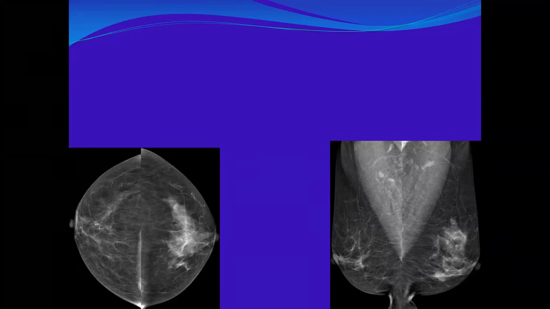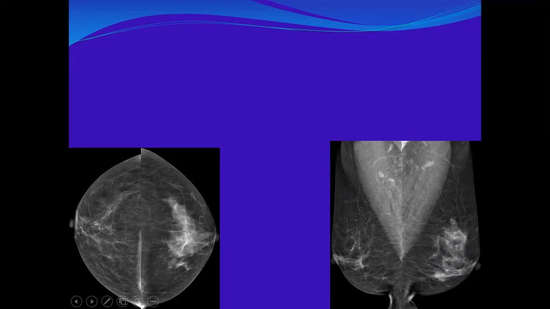Not giving the characteristic features of a mass. Why is it not a mass? Because it has no convex border, not the criteria for a mass. What else? Another criterion is that a mass has a three-dimensional shape. So it lacks the three-dimensional space-occupying appearance, and we look for interspersed fat in between.